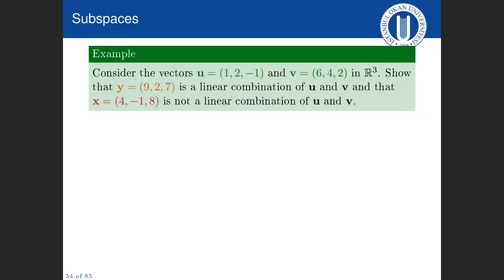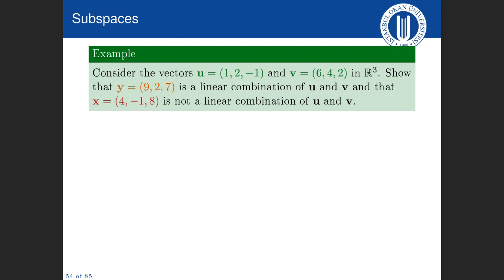So for example, consider the vectors u is 1, 2, minus 1, and v is 6, 4, 2. Show that y is a linear combination of u and v. In other words, show that y is in the span of u and v. Show that x is not a linear combination of u and v. In other words, show that x is not in the span of u and v.